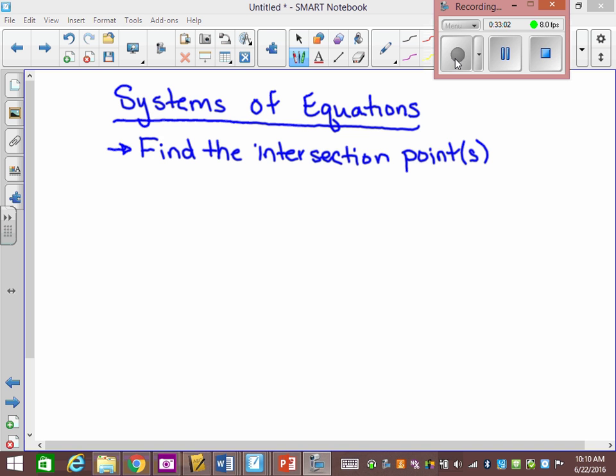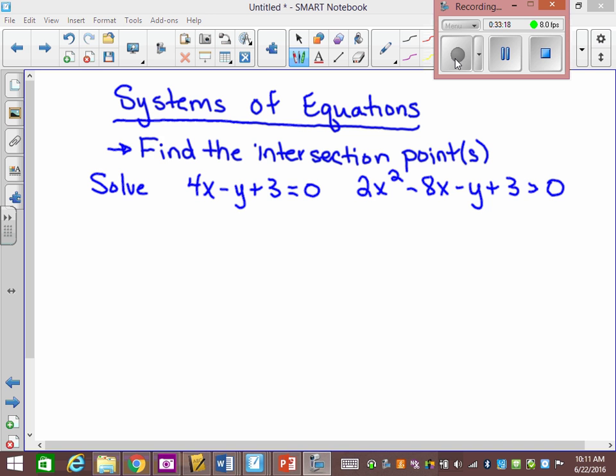So let's try this one. Solve. 4x minus y plus 3 equals 0. 2x squared minus 8x minus y plus 3 equals 0.